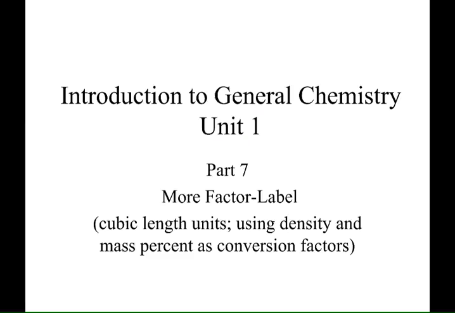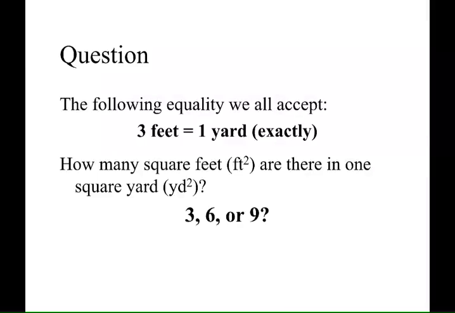So we need to hit a couple of things. I'm going to take it up a notch, and we're going to talk about actually squared and then cubed length units. And then I want to finish up by looking again at density. We talked about how you can calculate the density of an object by taking its mass and its volume and dividing it out. But we're going to actually use that property as a conversion factor to work problems. And similarly, we're going to use mass percent as a conversion factor.